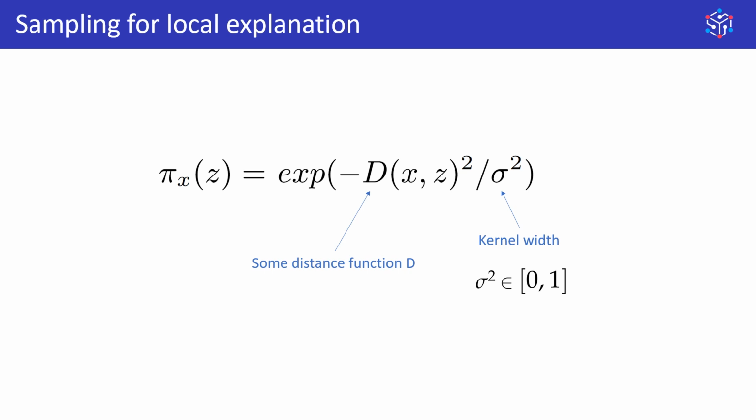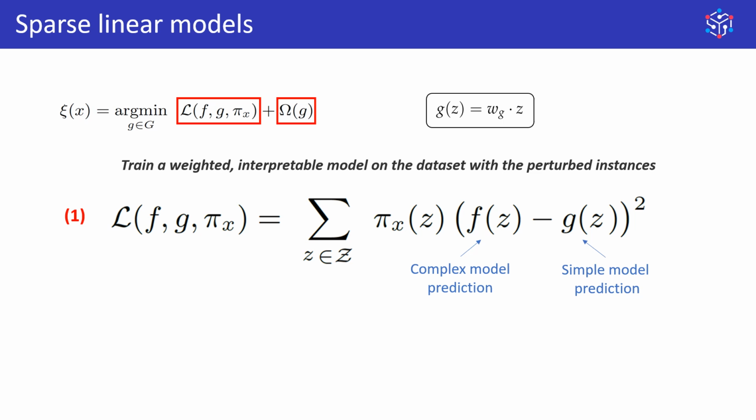Coming back to the optimization problem, it is worth noting that this method is fairly robust to sampling noise since the samples are weighted by pi. Also, since LIME produces an explanation for an individual prediction, its complexity does not depend on the size of the dataset, but instead on the time to compute f of x, and on the number of perturbed samples n. However, regarding the second loss term, how do we ensure that the explanation is interpretable?